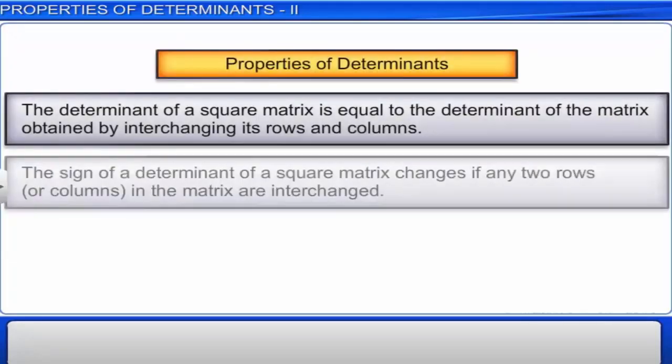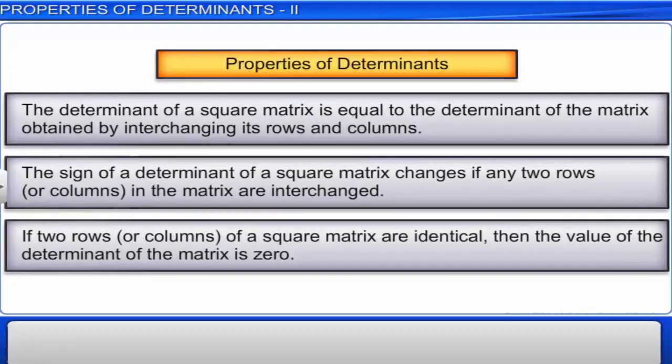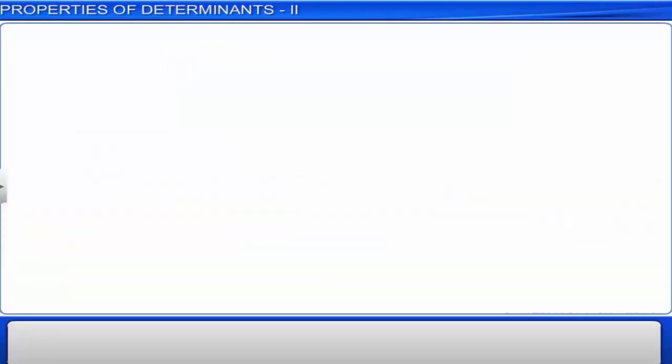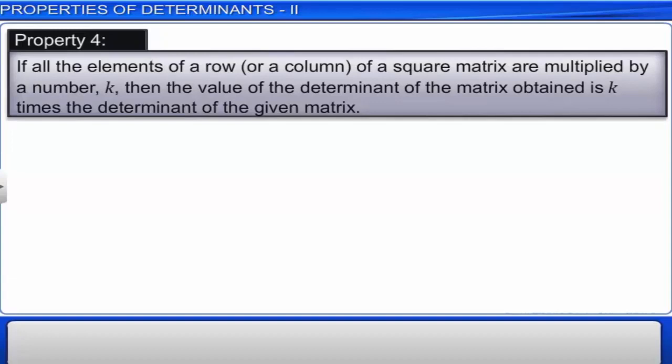You learned 3 properties of determinants in the first part of this lesson, which simplify evaluation by obtaining the maximum number of zeros in a row or a column. Now, let us learn some more properties of determinants. The fourth property says that if all the elements of a row or a column of a square matrix are multiplied by a number, k, then the value of the determinant of the matrix obtained is k times the determinant of the given matrix.